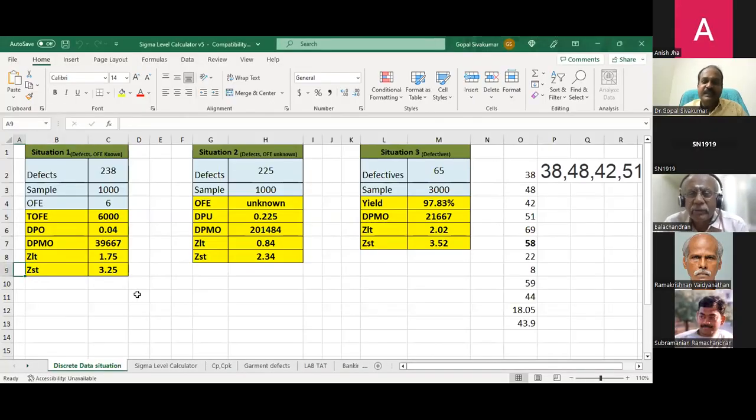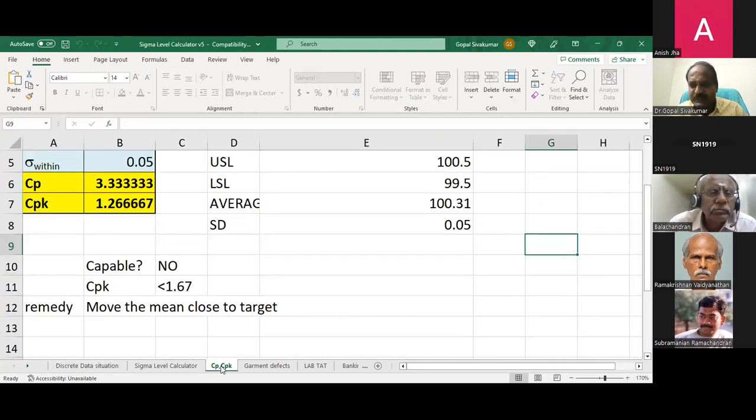Now go to CP CPK. I am trying to simplify things for you. RK sir is trying to give you deeper knowledge. I am trying to give you outer level knowledge. With outer level knowledge, you can penetrate well. So you can explore RK's template a little later.